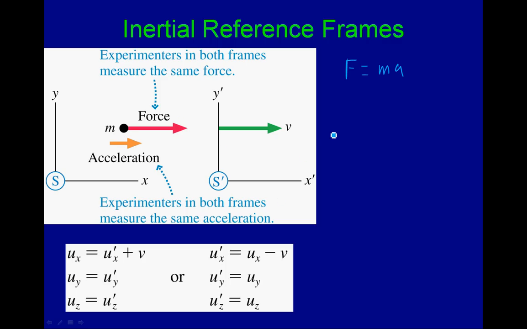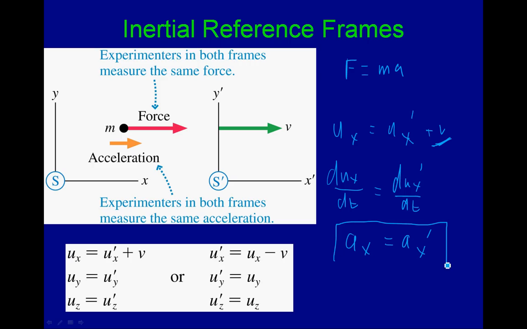If you look at these equations, here's my equation, something kind of like this. If I take the derivative of both sides of this setup, I get something kind of like this. And this term goes away because it's a constant velocity. So I basically get that the acceleration in the x direction equals the acceleration in the x direction prime. Having a relative velocity does not affect your acceleration.